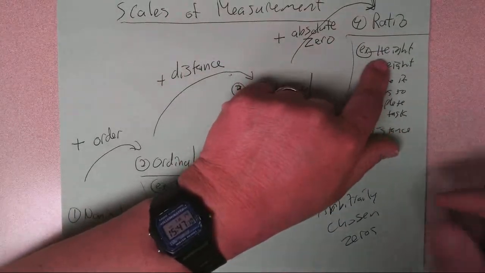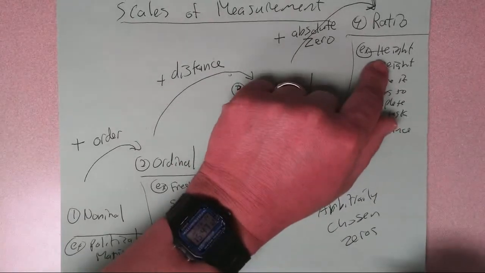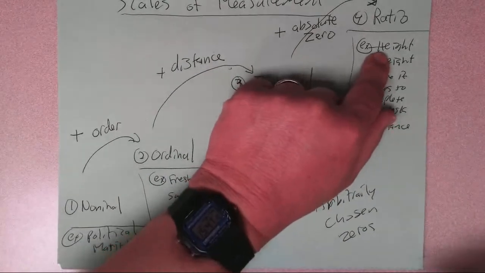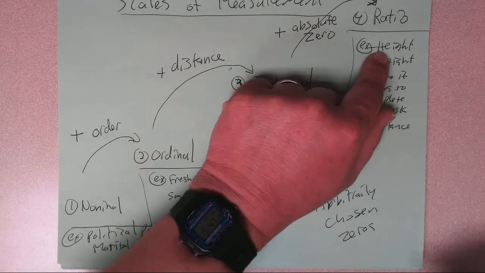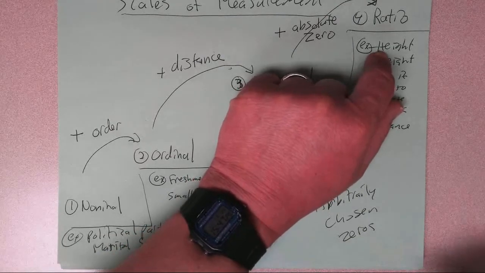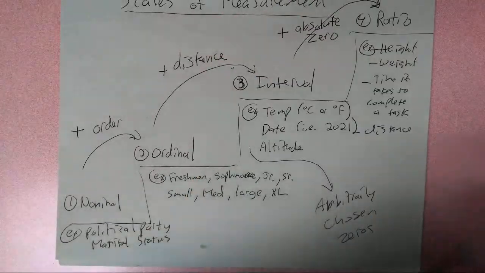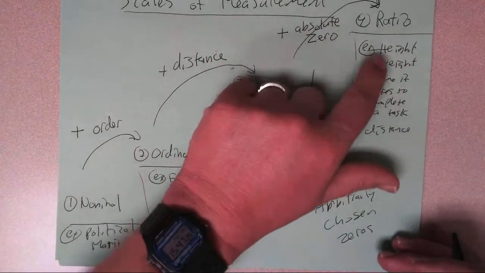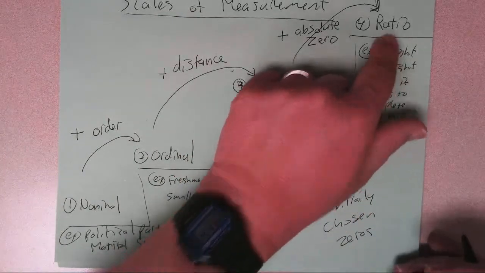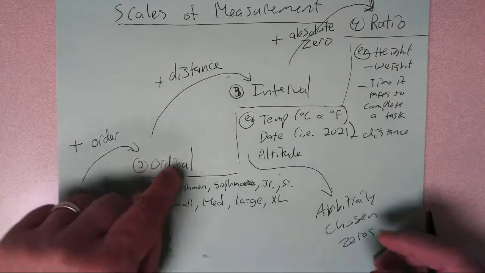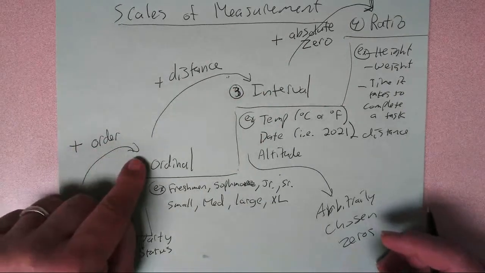It's not like I chose 2 feet to be 0, and if someone's 5 feet, I say they're 3 feet tall, right? But if they're 2 feet tall, I say they're negative 1 feet or something like that. I mean, that doesn't make any sense. These are absolute zeros. That makes them a ratio scale. Okay? And so each scale then is adding something.